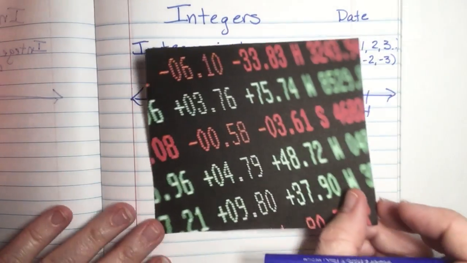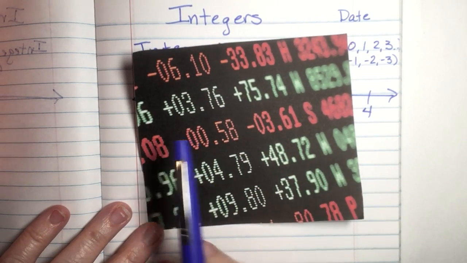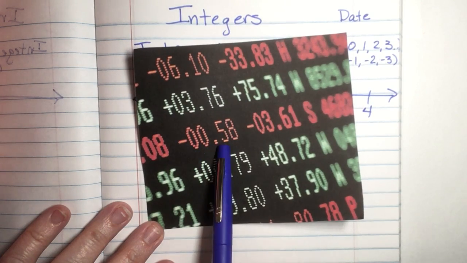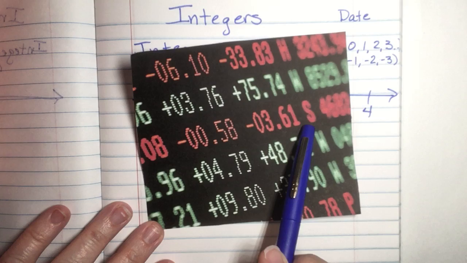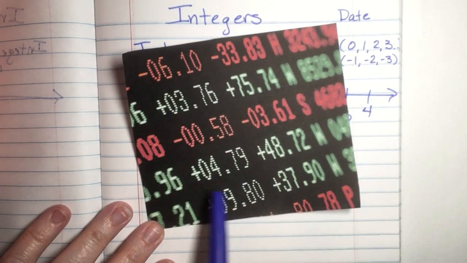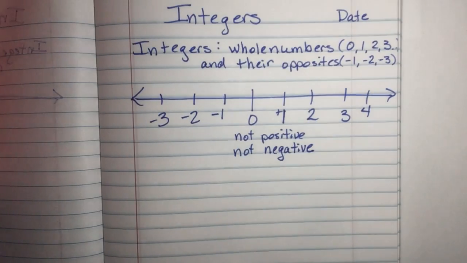If you've ever paid attention to the stock market, it also looks at how things change. So this stock went down 58 hundredths. This one went down 3 and 61 hundredths, but these went up. Ooh, that went up a lot, 48, right? So the positives and negatives describe change.